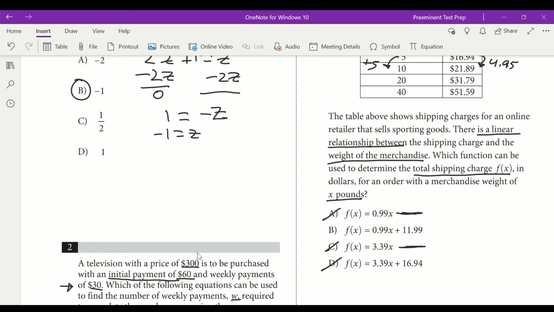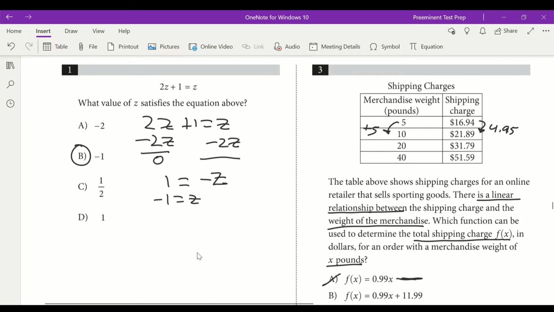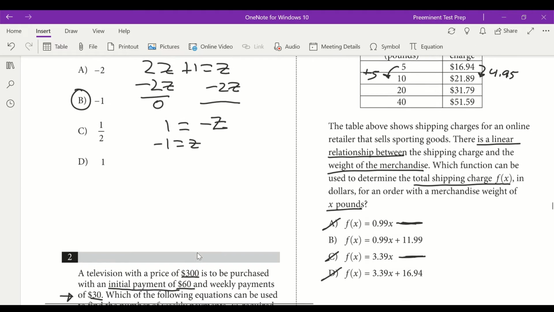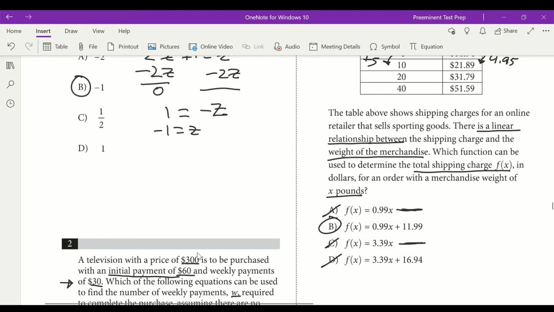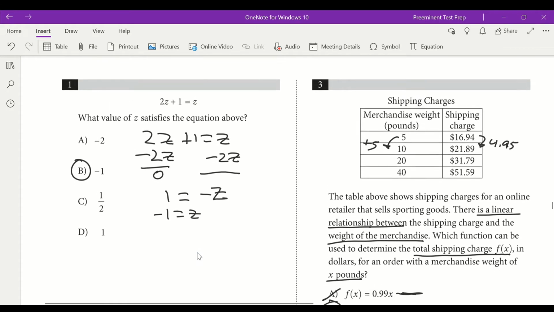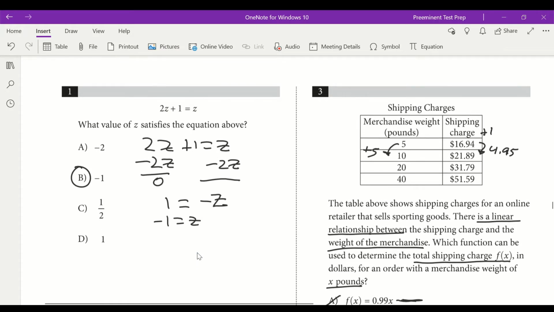And then we know D is also out because it has that plus 16.94 when x is 0, but 16.94 is the total when x is 5. So we know that D is out. And if we take a look at B, we have 0.99x plus 11.99. Well, if we go back here, we can see at 0, we would be at plus 11.99 because we would be subtracting 4.95 from 16.94. So we know that that is correct.